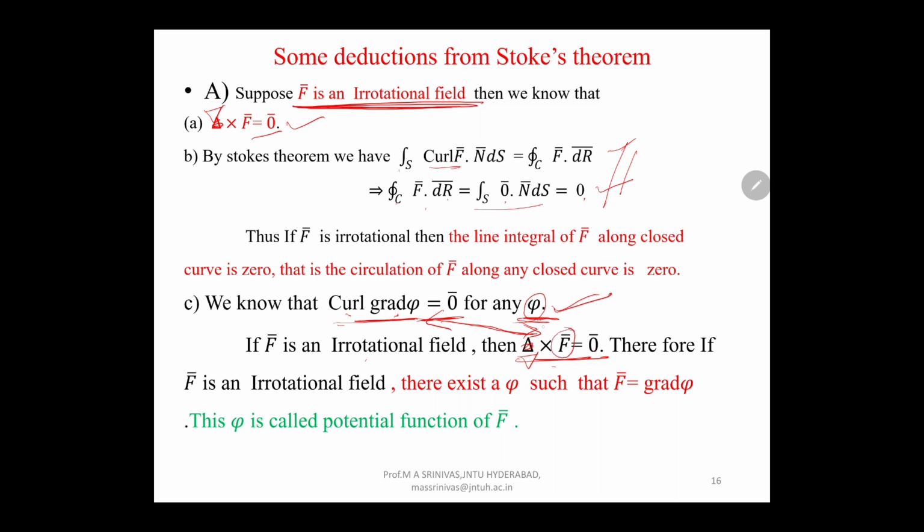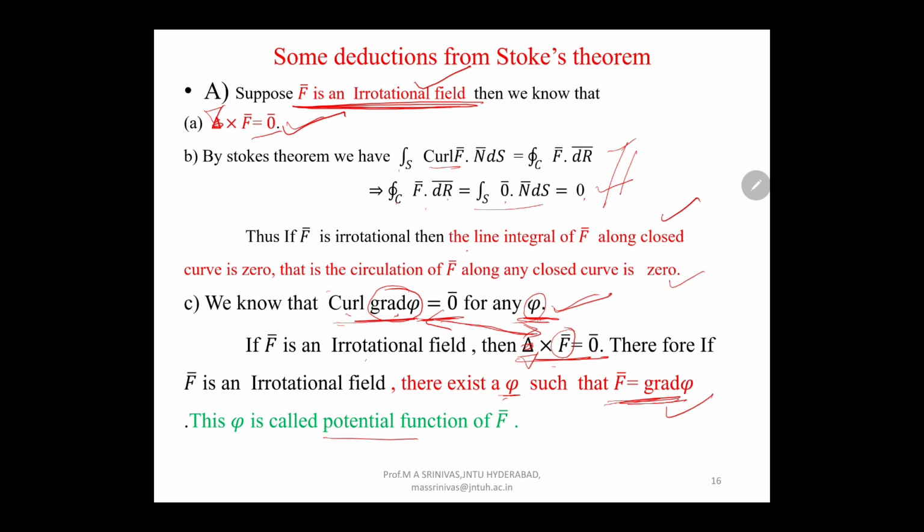From these two, f bar and in place of this grad phi, both are the same. Therefore, if f bar is irrotational, then there exists a phi, one scalar function phi, such that f bar is equal to gradient of phi. This phi is called a potential function of f bar. So just read the red letters. If f bar is irrotational, curl f bar is 0 bar, that is one thing. The line integral of f bar along a closed curve is 0, or the circulation of f bar is 0. Third one is f bar can be written as gradient of phi.